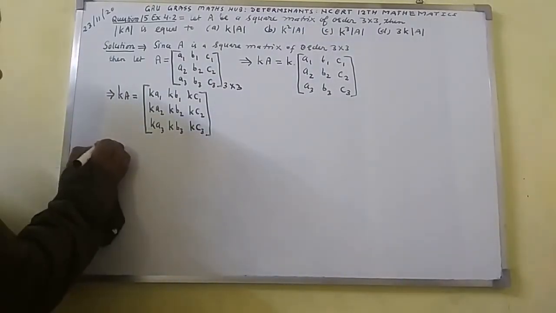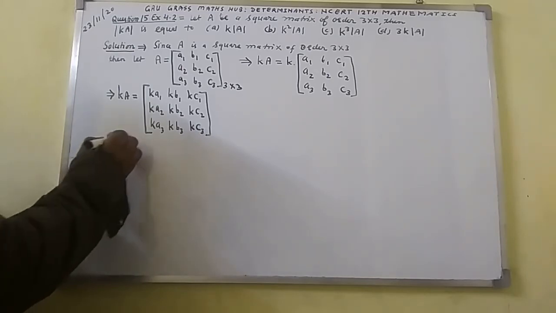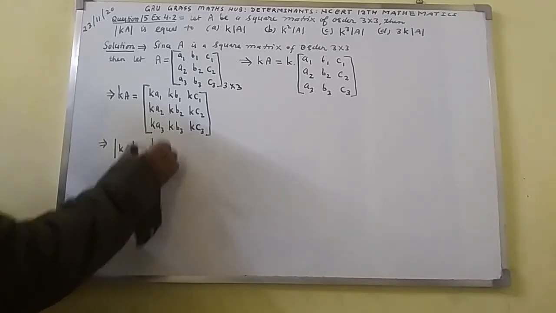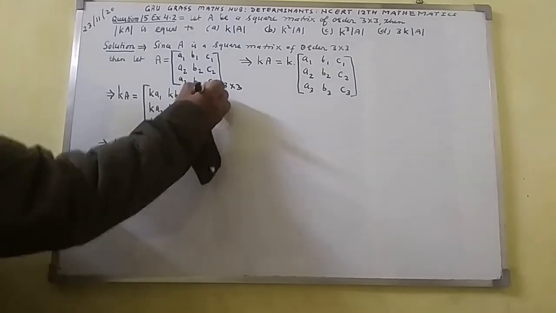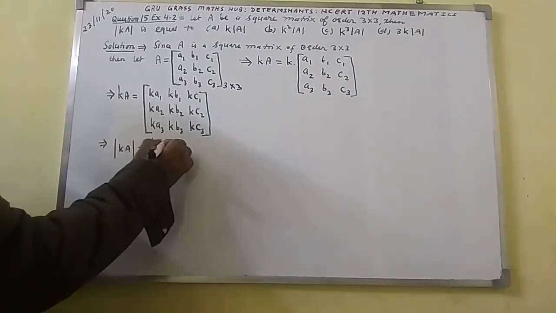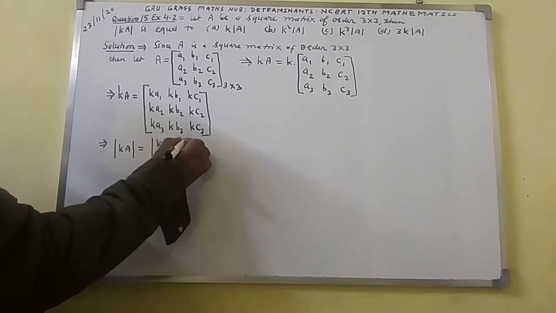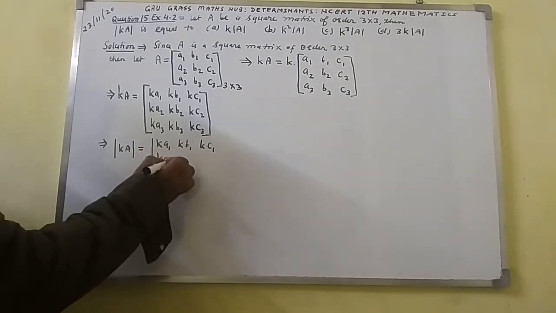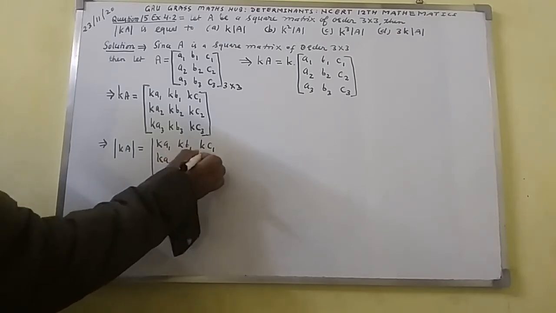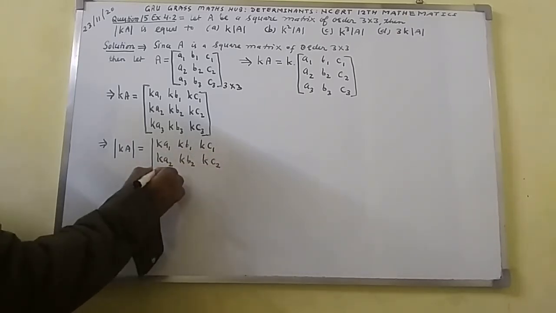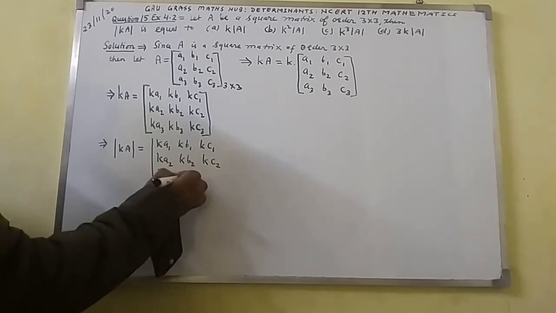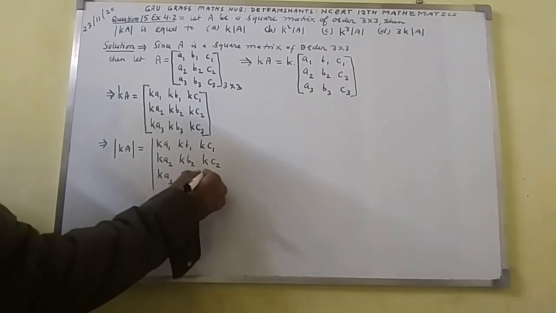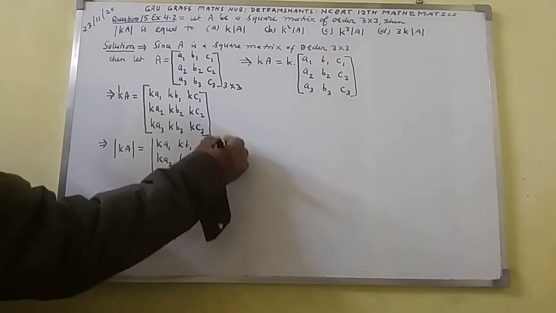When you take the determinant of kA, you will get it like this: ka1, kb1, kc1, ka2, kb2, kc2, ka3, kb3, kc3. You will get this one.